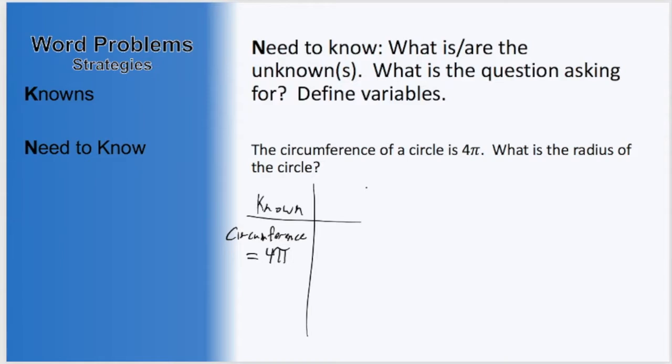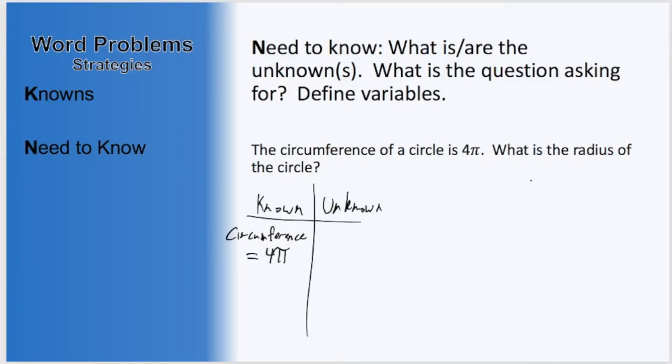Next up, N, which stands for need to know. Make a special note of what the question is asking for. In longer problems, this will help you keep your goal in mind and double check that what you calculated was what the question asked for. This is also when we want to define any variables for unknown quantities. And just like we have a column of knowns, we can have a column of unknowns.